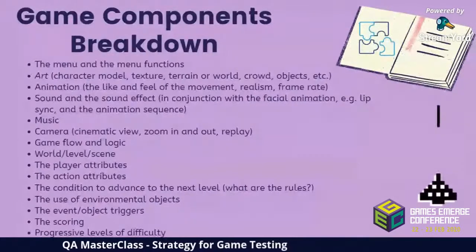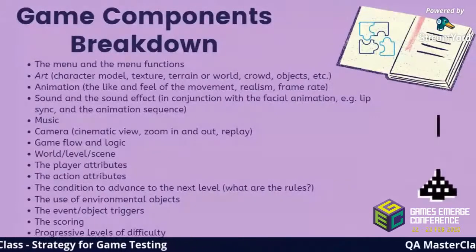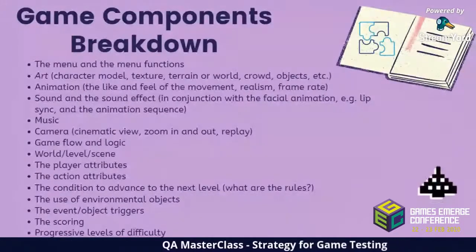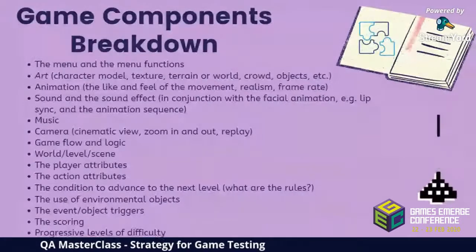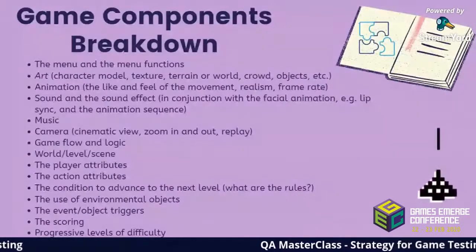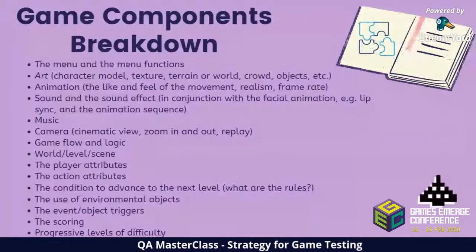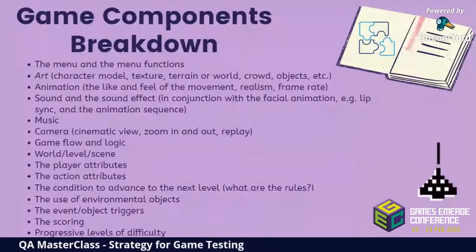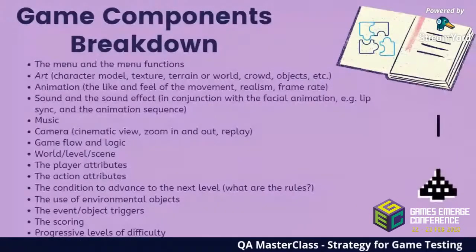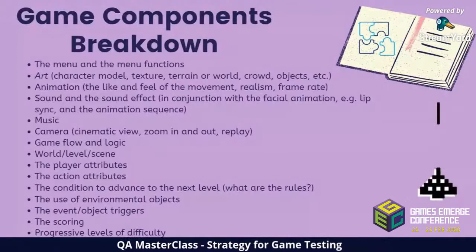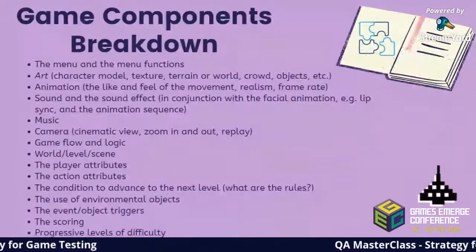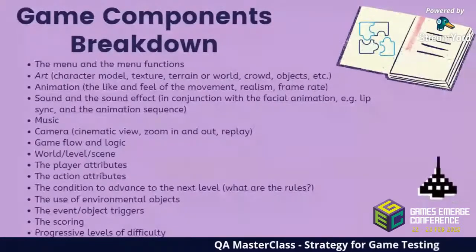So player attributes and action attributes. Generally, we're talking about RPG games, and these days PUBG or COD or these kind of games are very important and very famous. There are attributes to a player. So you have a score, you have your general skill set of your character that is eventually being developed over time. You have to make sure that that is as per the rules defined. Then you have the condition to advance to the next level. Basic rules of the game should be working fine.